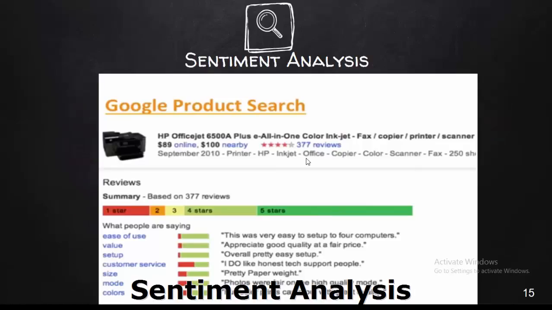This is the output. As you can see, on the top there is a product name and a picture of it, and in the bottom it has a review. There are 377 reviews, and there are lots of parameters, like ease of use. It has, you can say, 4 stars. So how many people gave it 4 stars or 5 stars or 1 star? These are the parameters.